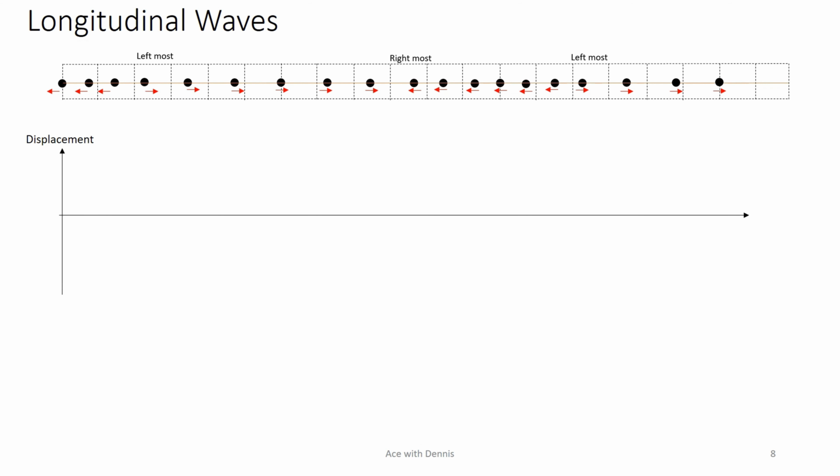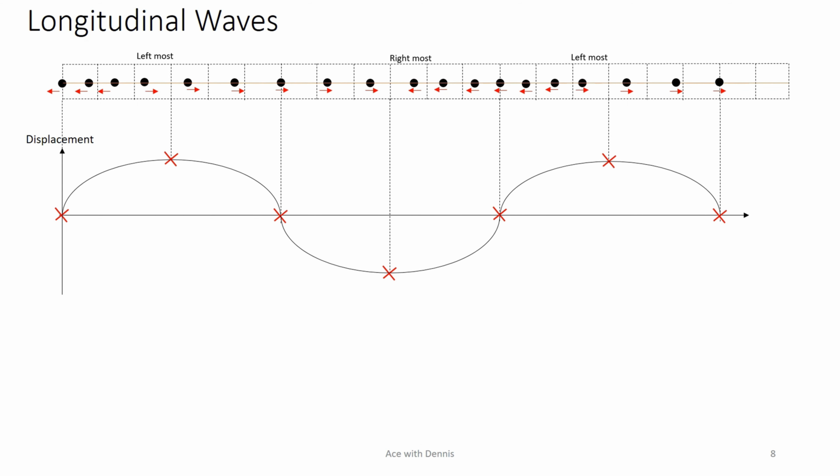Now, we can plot the waveform from this diagram. What we can do is take the neutral position and mark it as 0. For the leftmost position, we take its neutral position and mark it as the maximum point. For the rightmost position, we take the neutral position and mark it as the minimum point. Then we join these points to form the waveform.